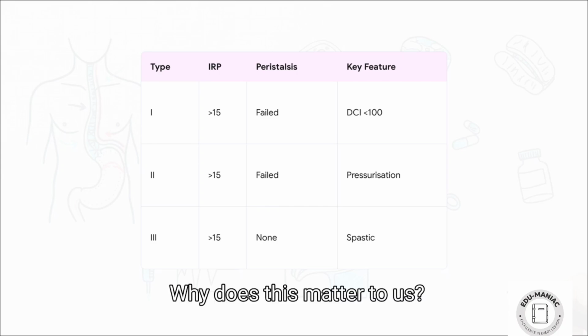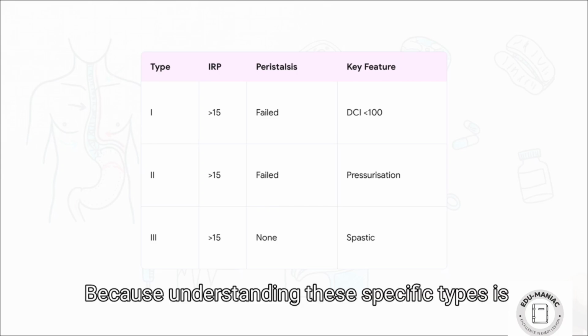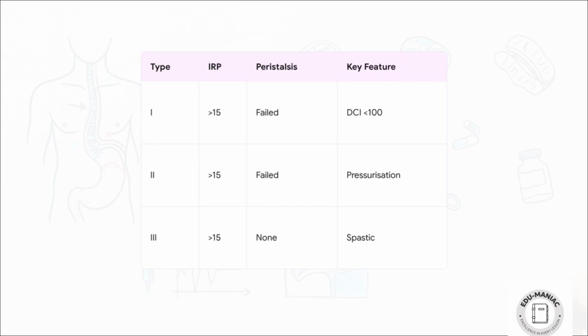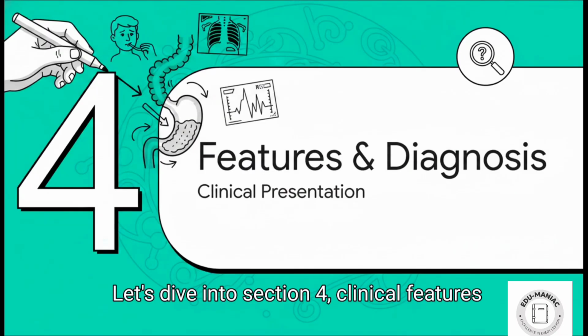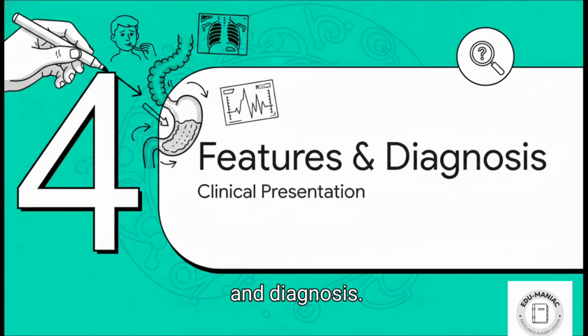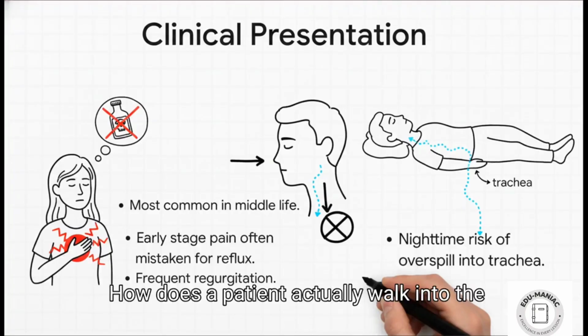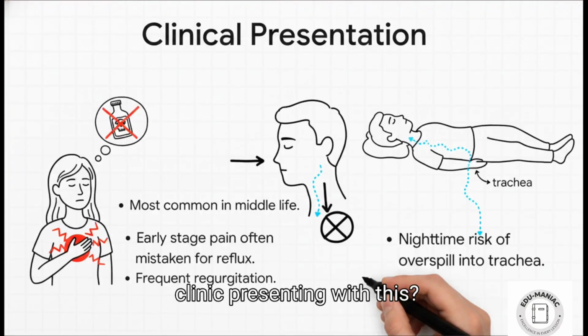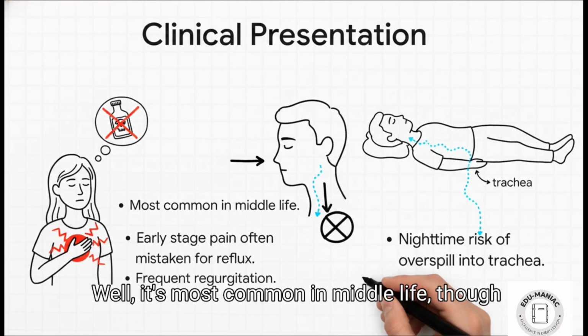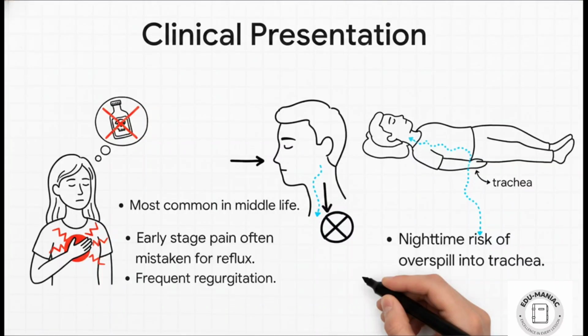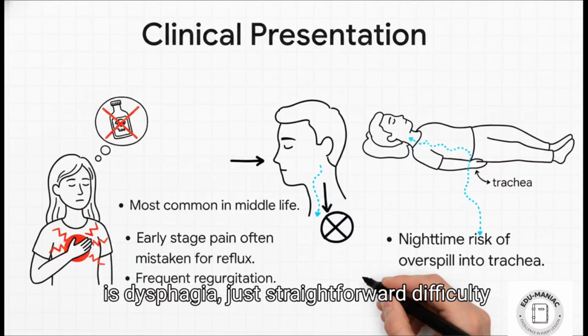Why does this matter to us? Because understanding these specific types is a total game changer for predicting exactly how well a patient will respond to different treatments. Let's dive into section 4. Clinical features and diagnosis. How does a patient actually walk into the clinic presenting with this? Well, it's most common in middle life, though it really can strike at any age. The textbook presentation you're looking for is dysphagia, just straightforward difficulty swallowing.